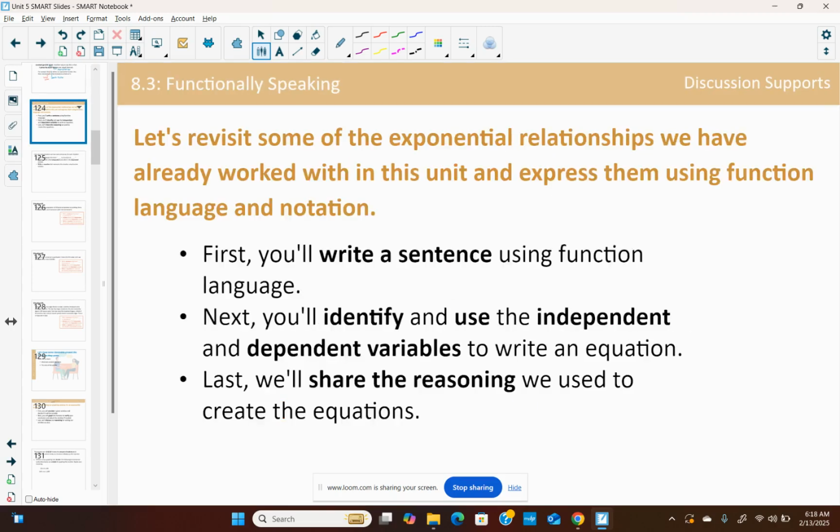Okay, for this next activity, we're going to revisit some exponential relationships that we've already worked with and then express them using function language and notation. So you're going to be writing a sentence and then identifying and using the independent and dependent variables to write an equation. And then you're going to share your reasoning.